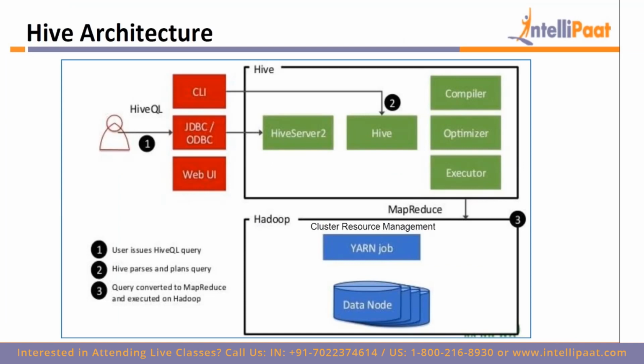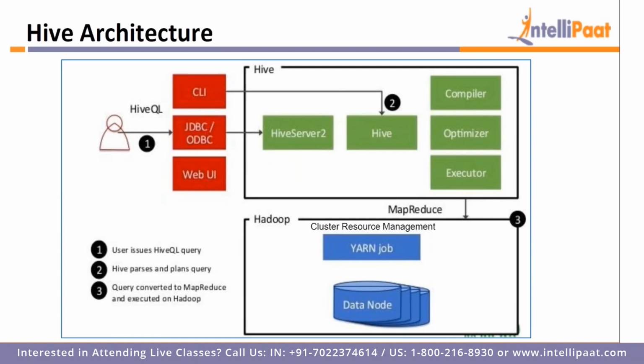So if a user writes a query, the query will be accepted by something called a driver. The driver is not shown in the picture, but there is a driver. And the driver will pass it to something called a compiler. The compiler will check with the metastore to get the metadata and compile your query. Then the optimizer will optimize it and give it to the executor. Executor is your MapReduce, and MapReduce will run your query in the cluster.